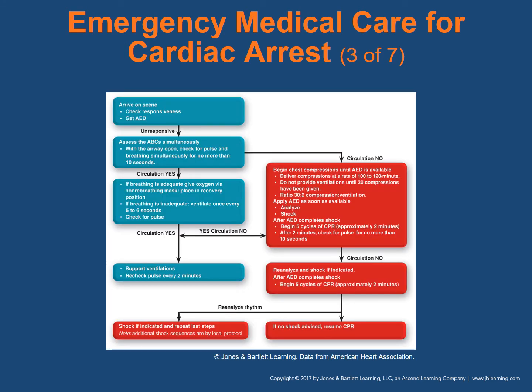This is a good flow chart for you to understand what's happening. If you use this flow chart, it tells you what to do as you arrive on scene, recognizing the patient's unresponsive, recognizing whether or not they have circulation. So if your patient has circulation but no respirations, all you're going to do is rescue breathing. If they have neither circulation nor respiration, then you're going to get into CPR and the AED.